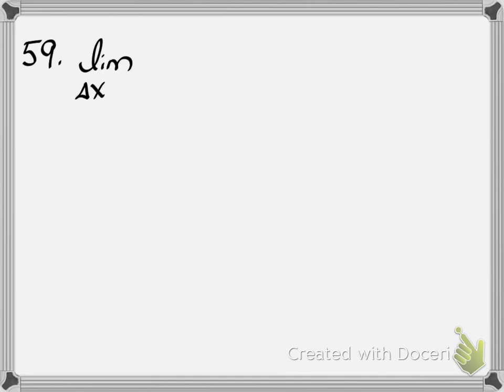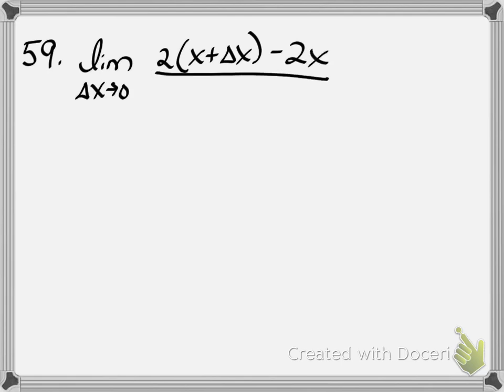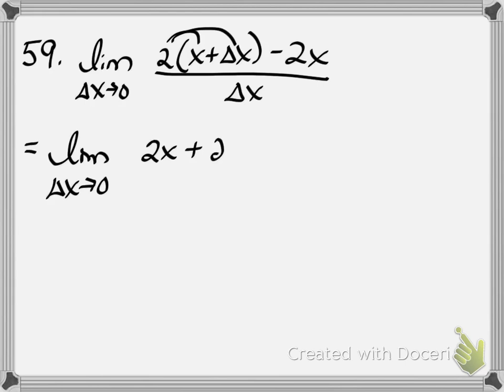Limit as delta x approaches 0 of 2 parentheses x plus delta x minus 2x, all over delta x. Can't do direct substitution because you get a 0 down here. So we have to try to do something else. Why don't we distribute here? So you get 2x plus 2 delta x minus 2x, all over delta x.